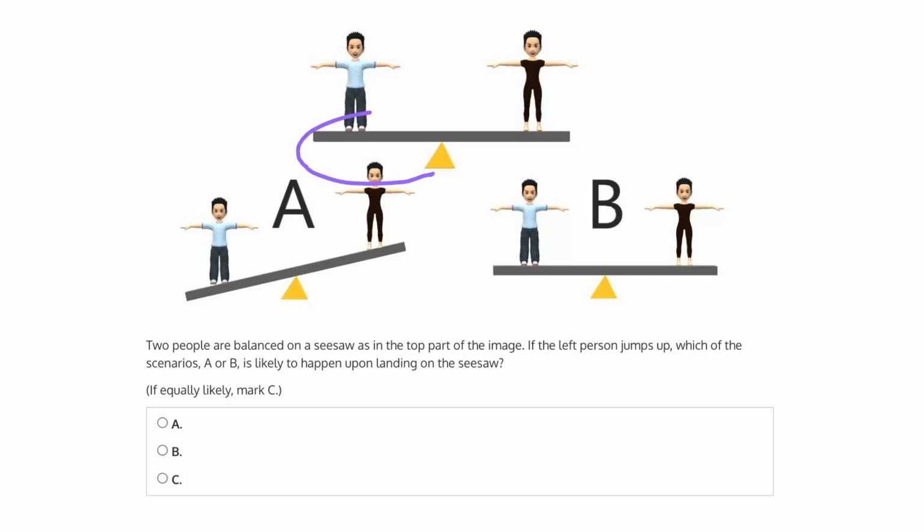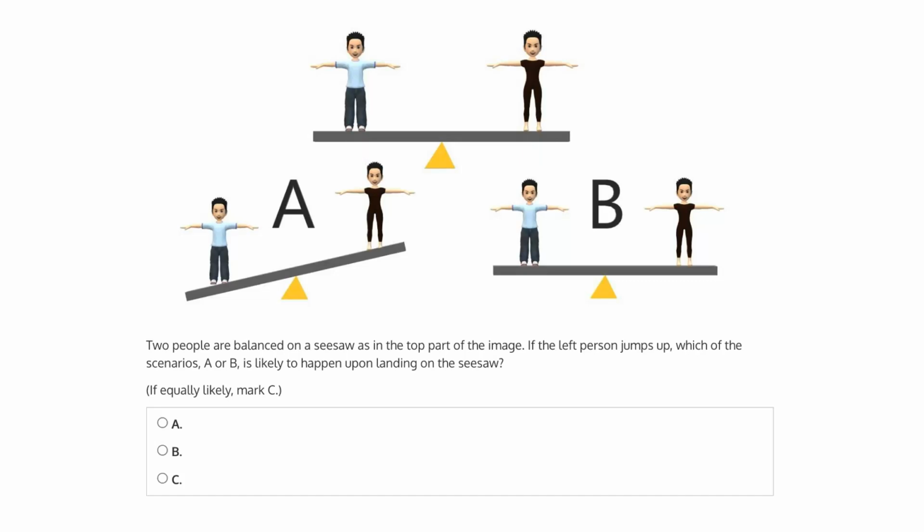So this seesaw is essentially a class 1 lever, where here we have the fulcrum, and on either side of the fulcrum we have a force. To the left of the fulcrum we have the force from the weight of the left person, and to the right of the fulcrum we have the force from the weight of the right person.